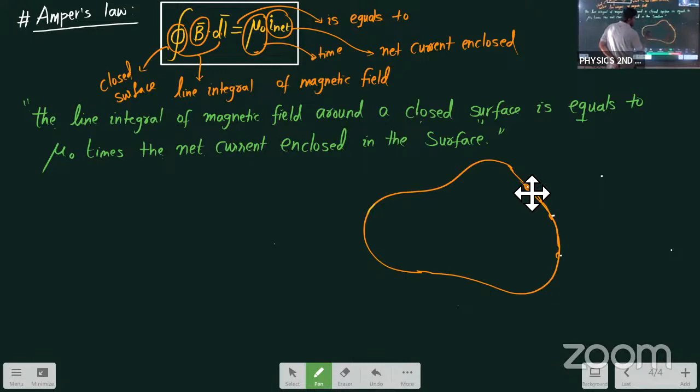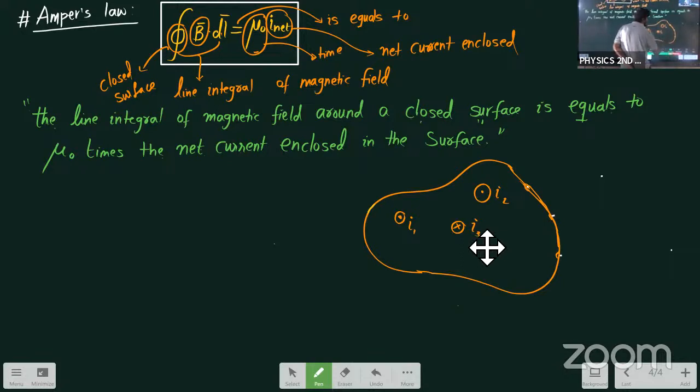Here, a few currents are going inside. Let me take this dot. What does the dot symbol represent, whether the current is going inside or coming outside? It represents that the current is coming outside. I am taking this as current I1. There is another wire through which current is going inside. I am taking that current as I2. There is another wire through which current is coming outside. I will be representing that with a cross symbol. Let me take that current as I3.